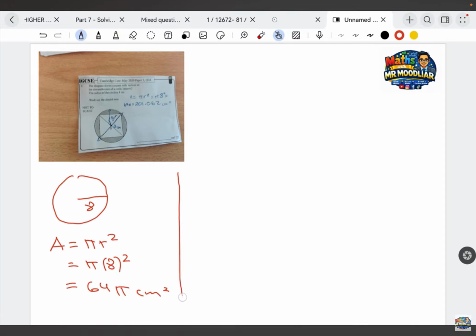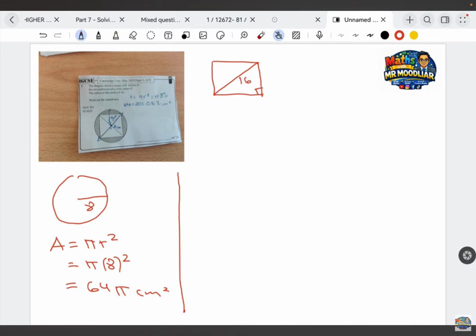Now my next step: we have a square. Again, we have to visualize it. That's my favorite word in maths. Every single time you have a problem, visualize the shapes. So we have a square. The radius is 8, therefore the diagonal or the diameter would be 16.